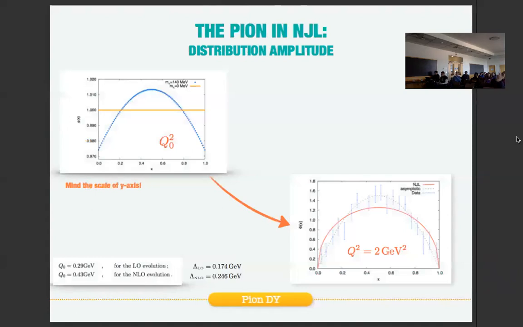The DA is one, okay? It's flat, very flat. And if you're not in the chiral limit, it's not flat, but it's almost flat. Look here, so it's almost flat. And the thing is, when you turn on evolution, right away, and you don't see here, okay, that will be NJL at 2 GeV.